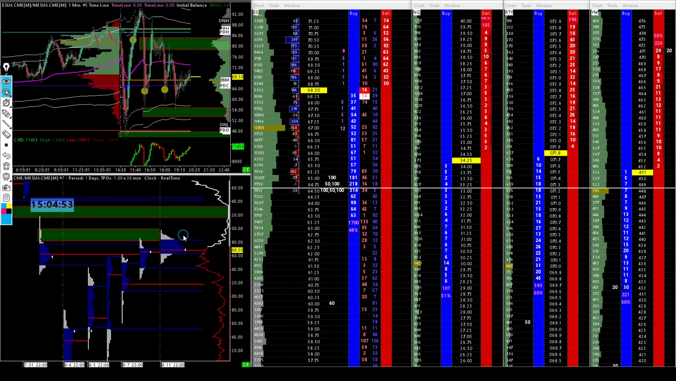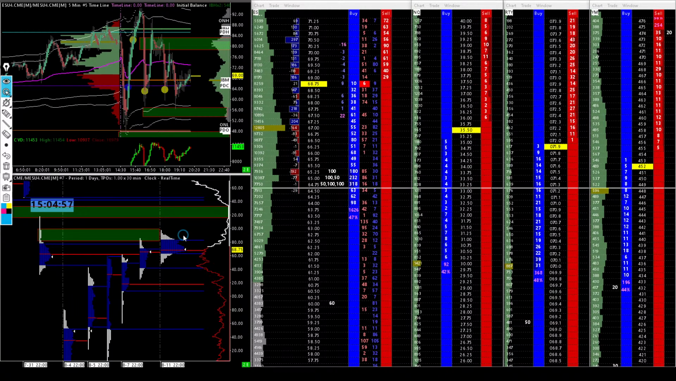Yeah, power comes alive. Hopefully the next hour breaks out of this range.